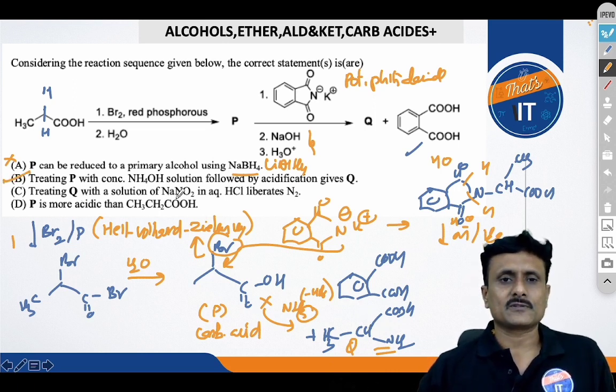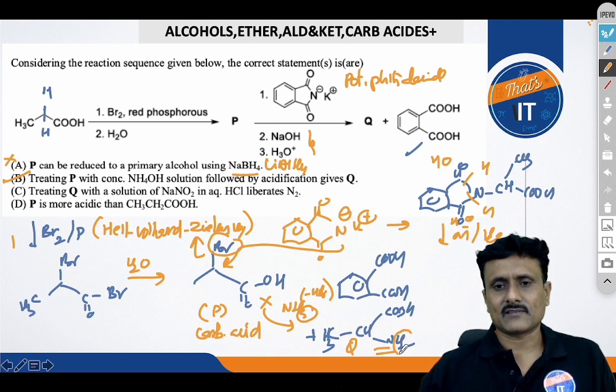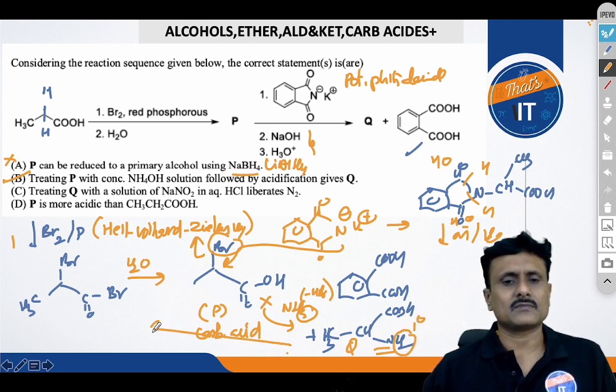Treating Q with a solution of NaNO2 and HCl gives rise to N2. Where is Q? No, this is Q. This is a primary amine. When primary amines are treated with HNO2, you know that N2 is obtained. You have studied this in the properties of amines.